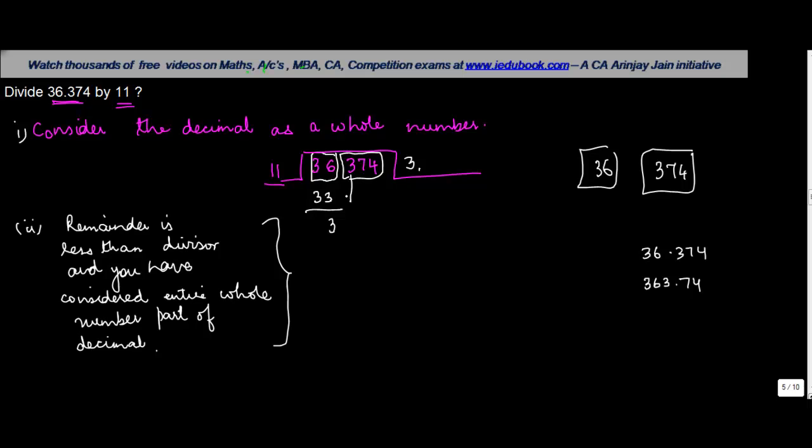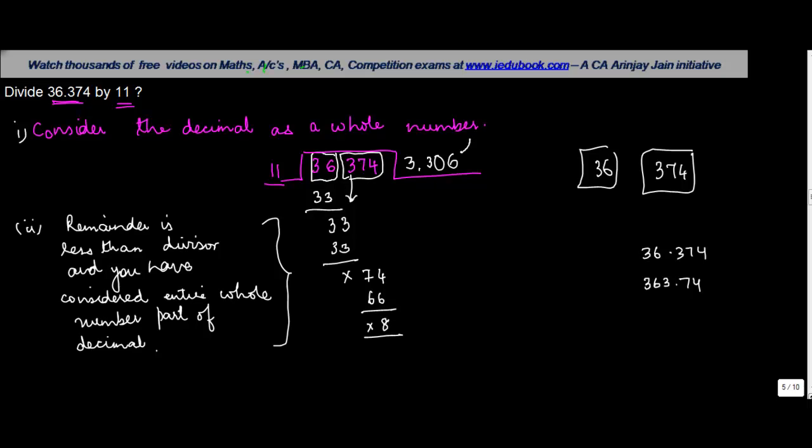So you can start pulling down these numbers. 33. Now again 11 into 3 is 33, so I get 0 as remainder. I take down 7, but I know 7 is less than 11, so I put a 0 here and I borrow another 4 from this place. Then I multiply 11 by 6 to get 66. The remainder is 8, 74 minus 66.